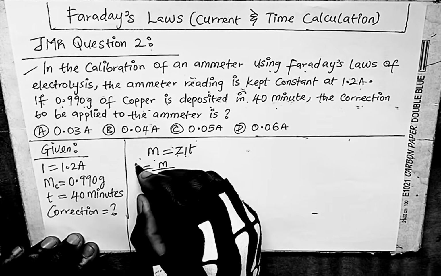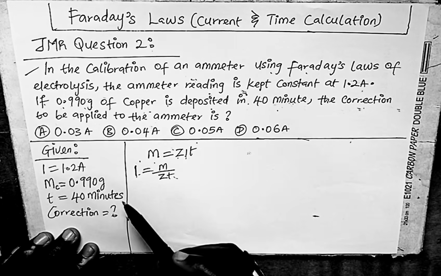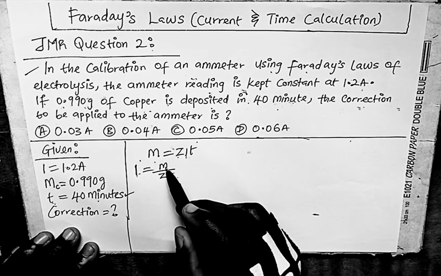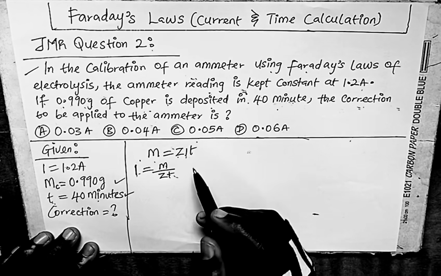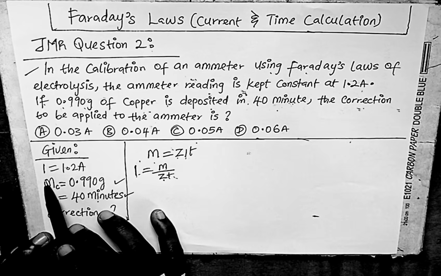Since we are looking for this I to get the correction to the current, looking at what we were given, they give us the time, T. They give us the mass, see the mass discharged here. They give us Z, what is Z? Electrochemical equivalent. Do they give us the electrochemical equivalent? No.